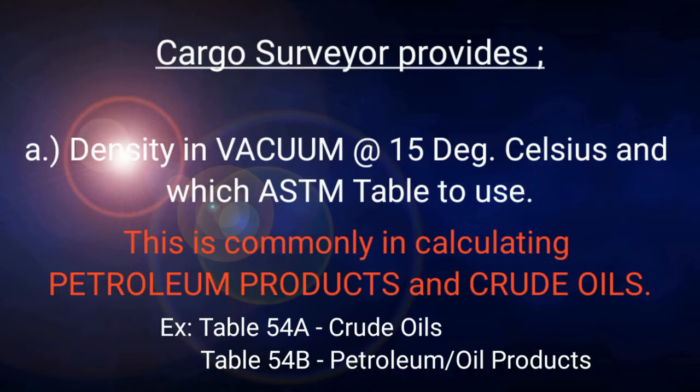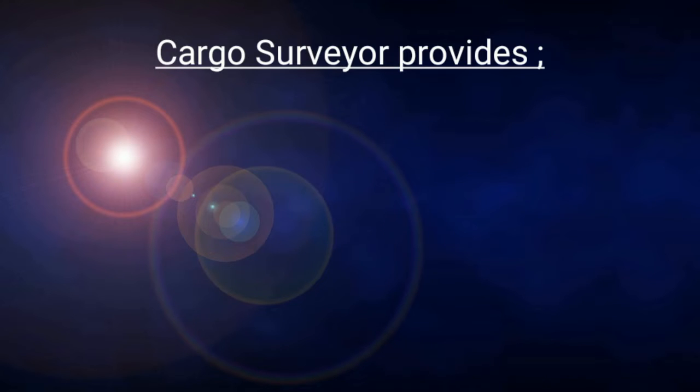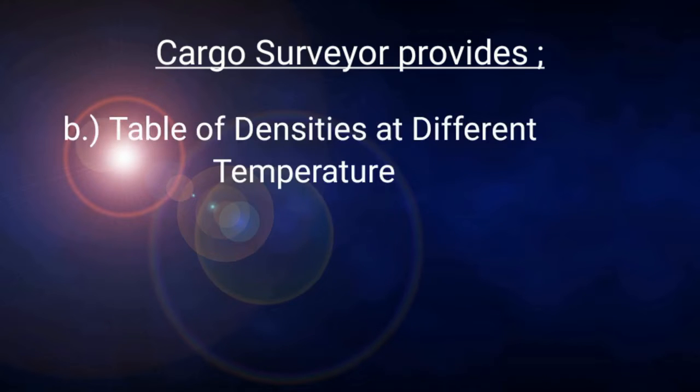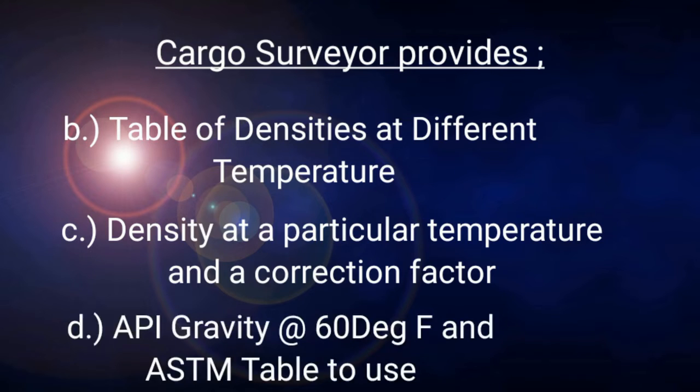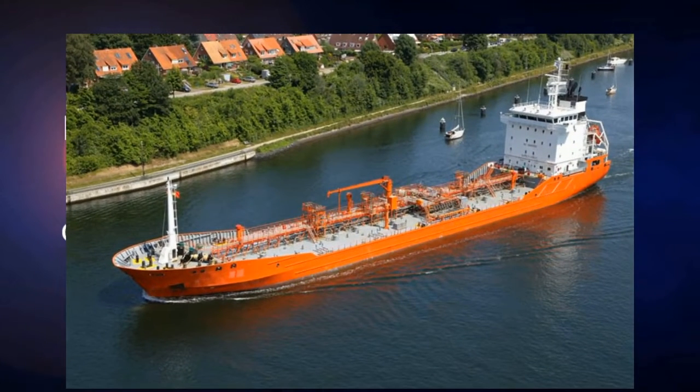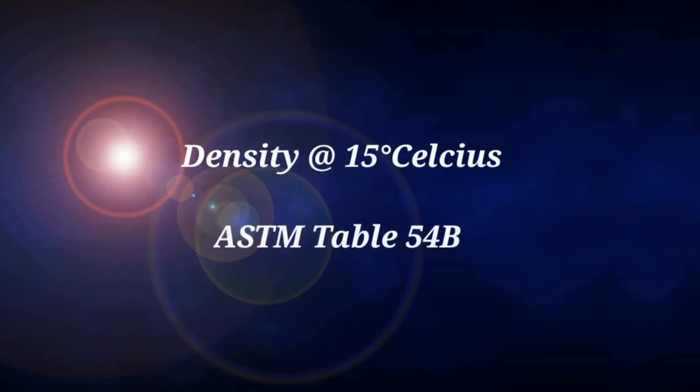Cargo surveyors sometimes provide density in vacuum at 15 degrees Celsius and the ASTM table to be used. This is commonly used in calculating petroleum products and crude oils. Sometimes they provide a table of densities at different temperatures, or density at a particular temperature and correction factor, and sometimes API gravity at 60 degrees Fahrenheit and the ASTM table to be used. These procedures are most common on board chemical tankers. In this video, we will focus on using the density at 15 degrees Celsius and ASTM table 54B.